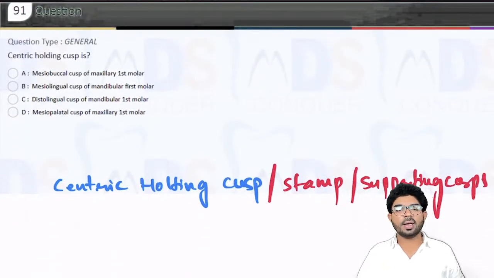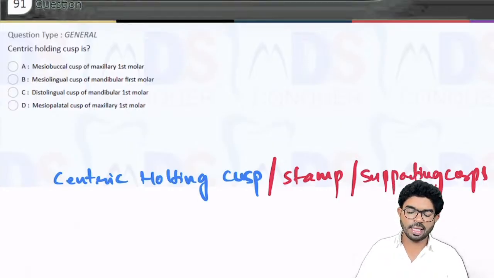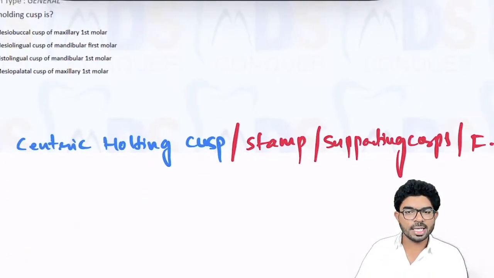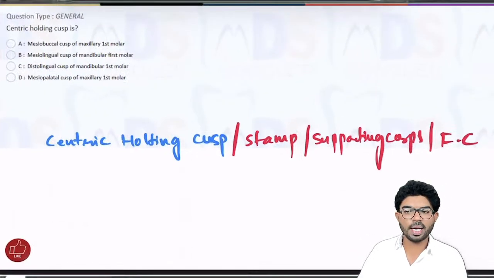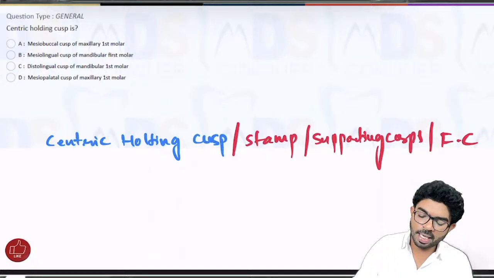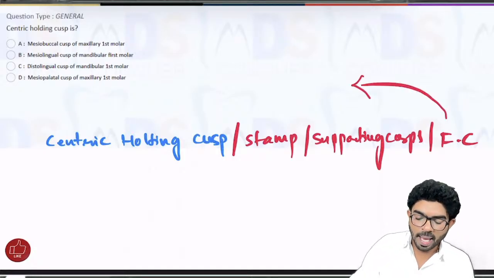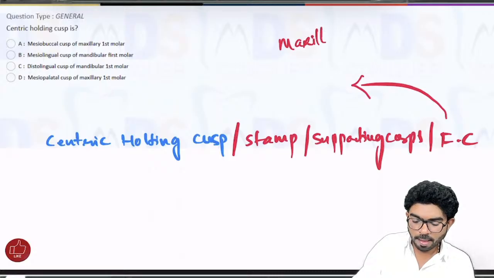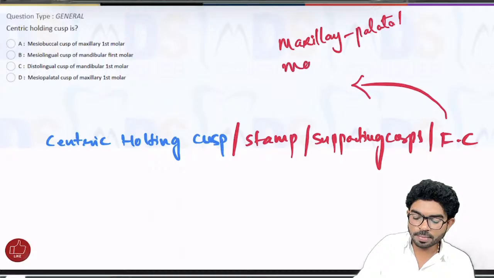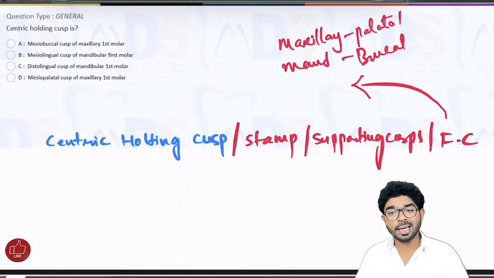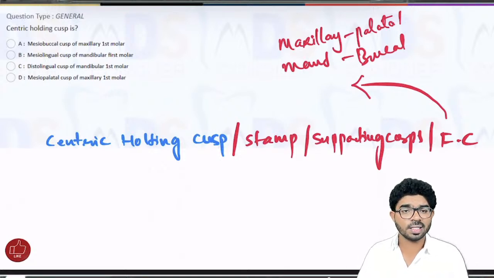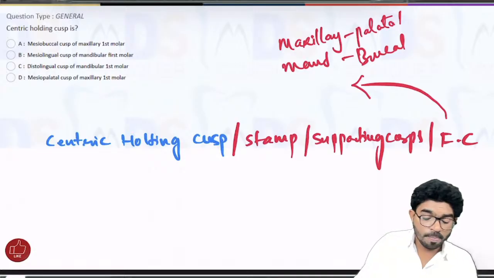Next comes the centric holding cusps. Centric holding cusps are nothing but stamp cusps, also called supporting cusps. They are also called functional cusps. What are these? In the maxilla, these are palatal cusps. In the mandible, these are buccal cusps. Buccal cusps of the mandible and palatal cusps of the maxilla are called functional cusps.